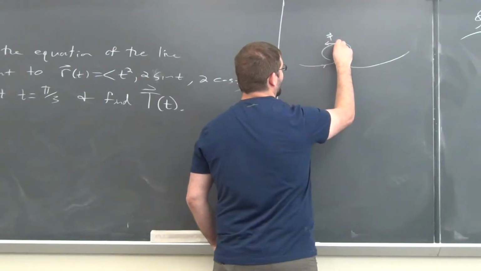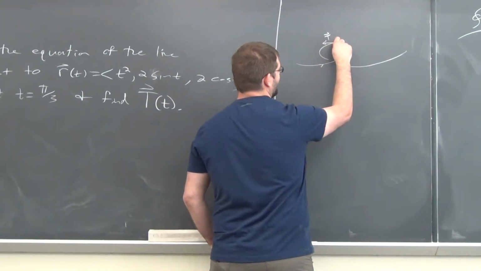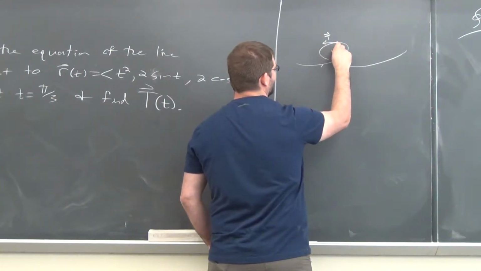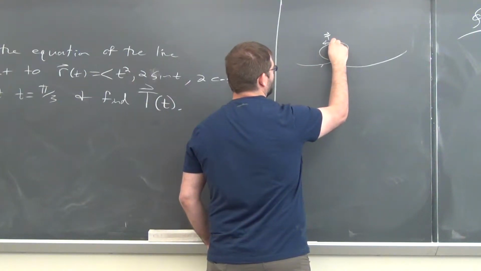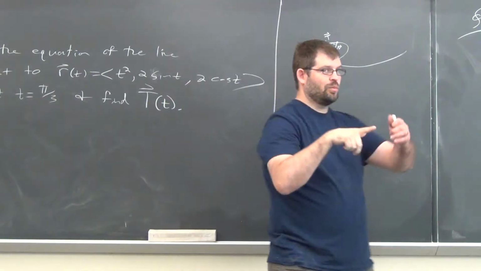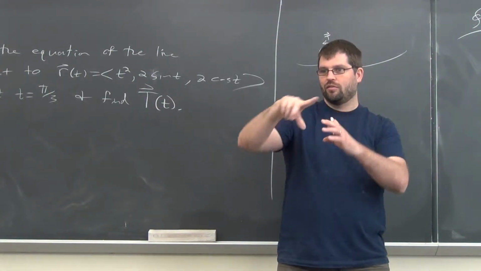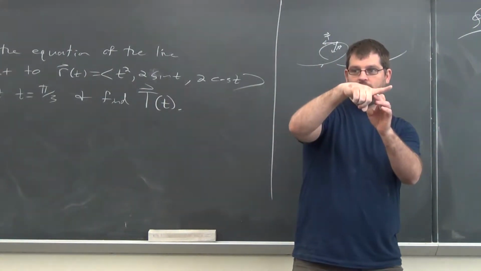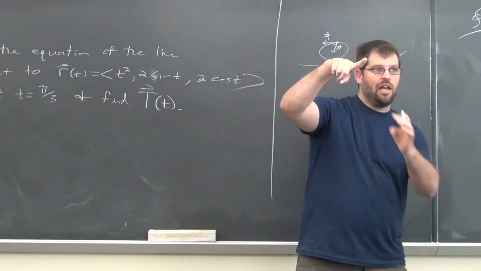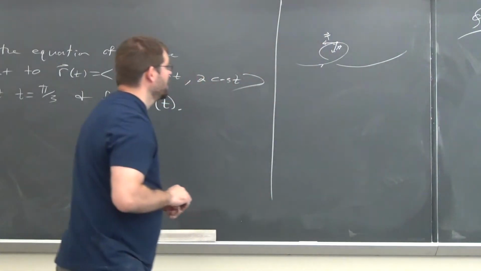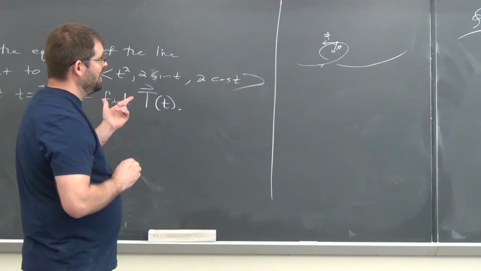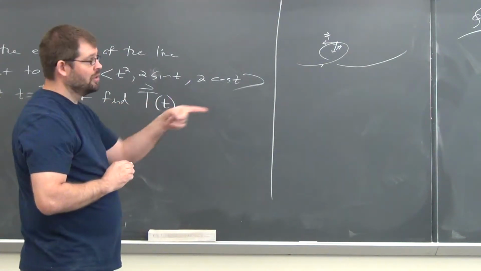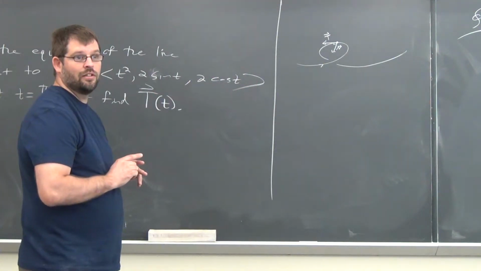So T will look like that. Sorry, I didn't draw this perfectly. N is going to be perpendicular. It's going to point into your curve. It's hard to see in 3D, but your curve comes like this. Your unit tangent will be this way, and then your N will point inside of your curve there. And then where's B in this picture? It's T cross N.